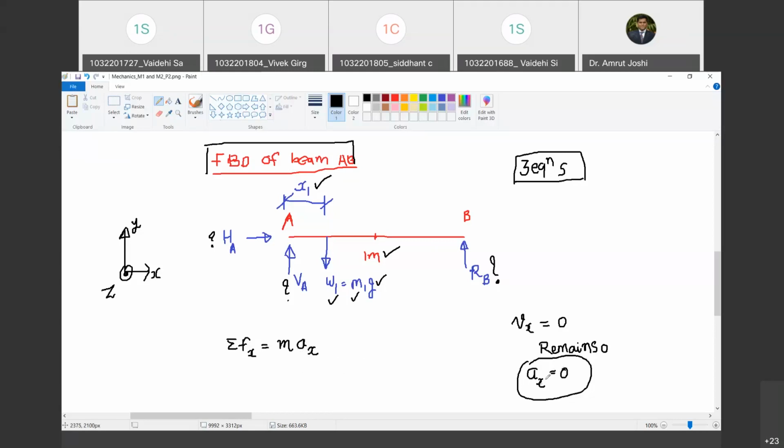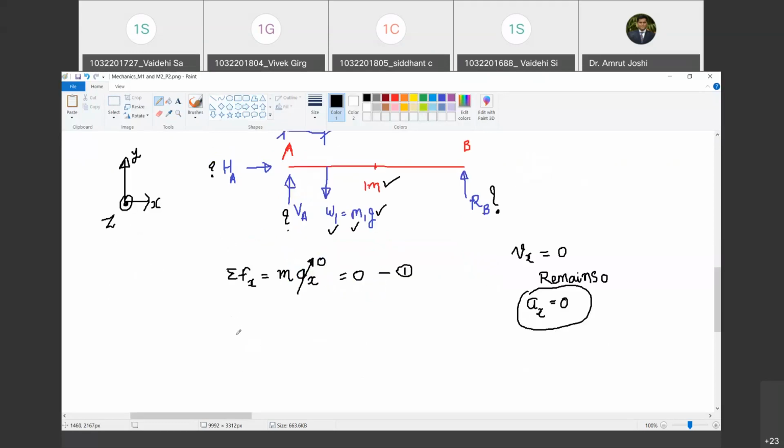What is the value of acceleration? Tell me. 0, by observation. By observation, AX is 0, and therefore I must have summation Fx equal to 0. Happy? Yes, sir. So the algebraic sum of all the forces in X direction must turn out to be 0. Agreed? Yes, sir. This is the first equation.